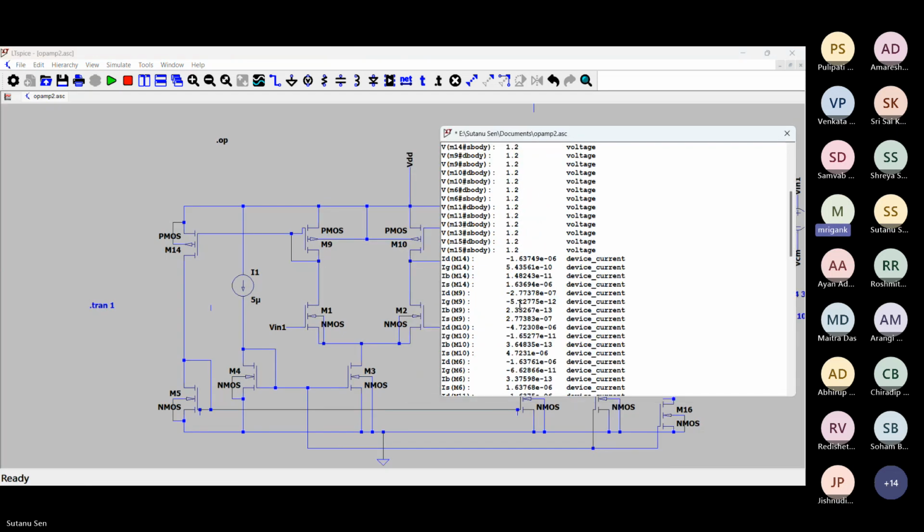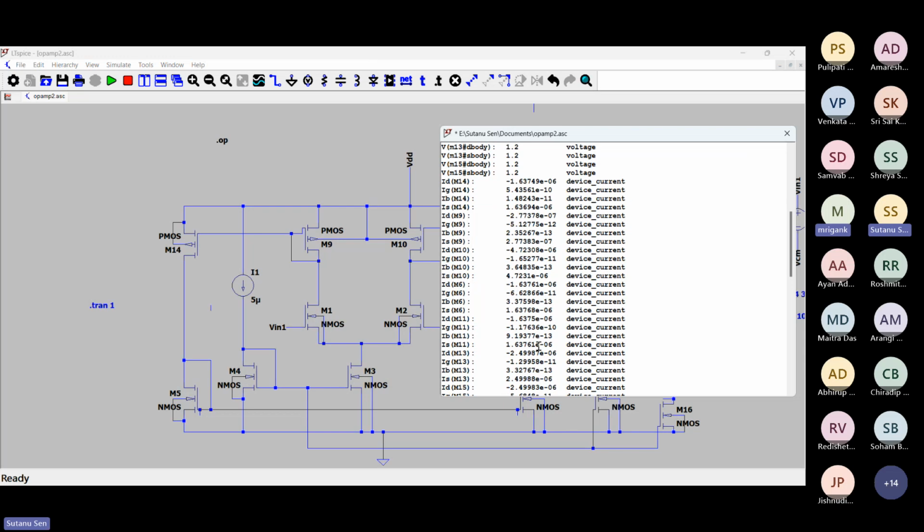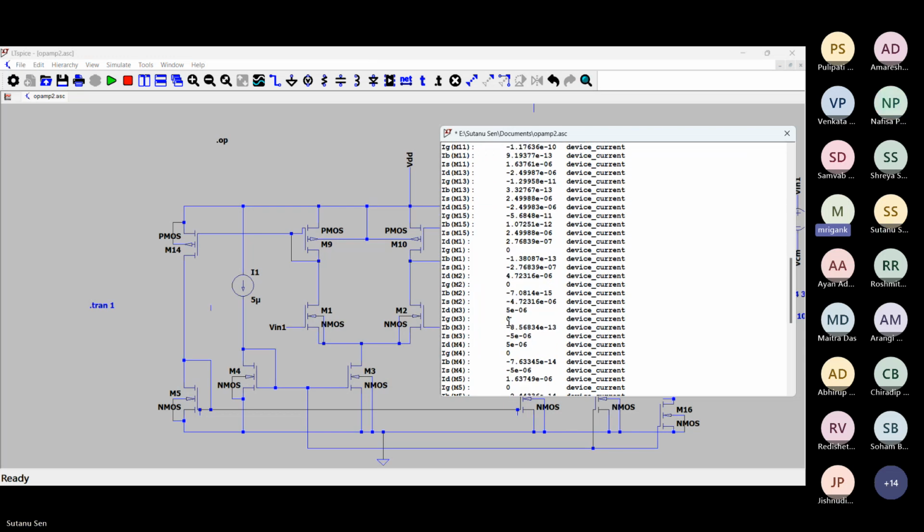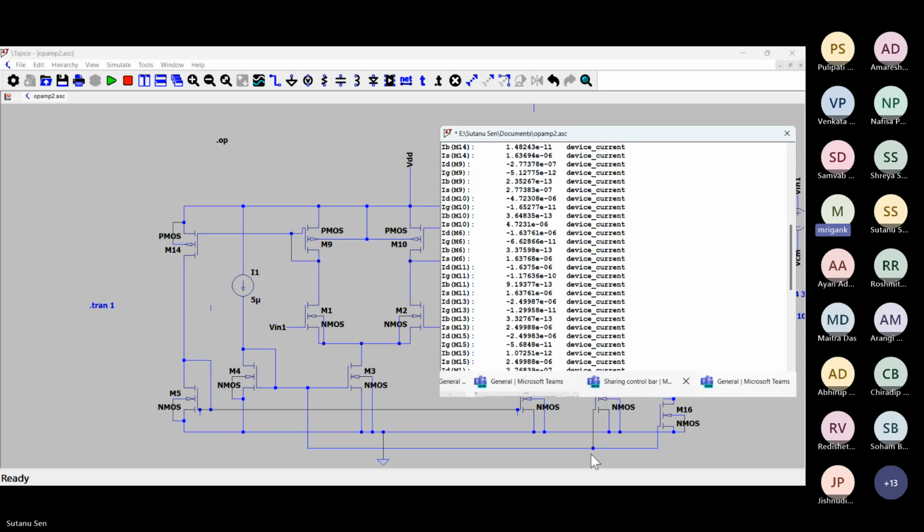What is the current in M3? M9 current is very low because of the DC current difference. So this is the same 5 microampere. Yes, but sir, M9 is taking very less current. That means most of the gain is coming from the M10 side. On the M9 side, you're not getting much gain. So most of the current has been taken by M10, as we can see. Yes. So that means that the gain is mostly coming from the M10 side. On the M9, M1 side, it is not having much signal.